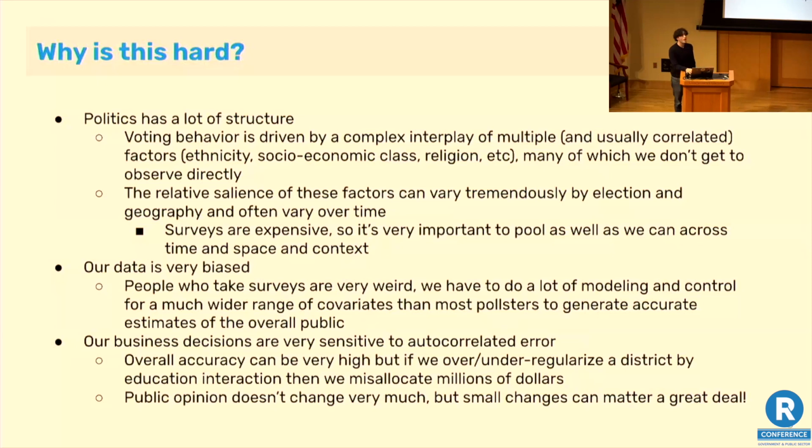So why is this hard? The first thing is that politics has a lot of structure. What that means in practice is that what makes people choose who to vote for is really a function of a really complicated interplay of factors like religiosity, education, socioeconomic status, and the relative weight of those things can change over time. It can change over space. There are some parts of the country where a lot of these factors are more important than others, and the relative importance can change dramatically in response to world events.